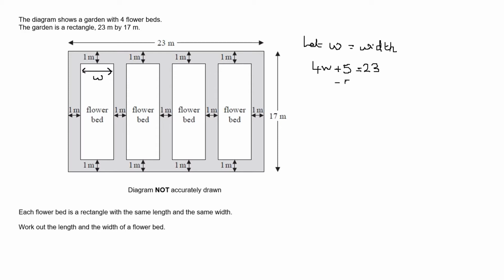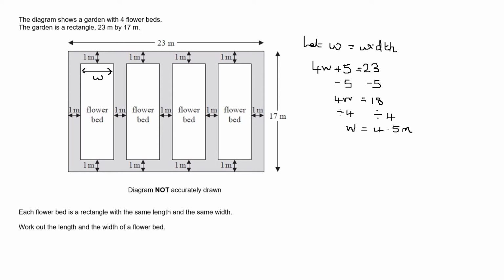So I'm going to take away 5 from each side, because now that I've written that down, I've just got a nice simple linear equation to solve. And that's going to give me 4W is equal to 18. Then I'm going to divide both sides by 4. And that's going to give me W is equal to 4.5. And it's important to remember the units. W is 4.5 metres.